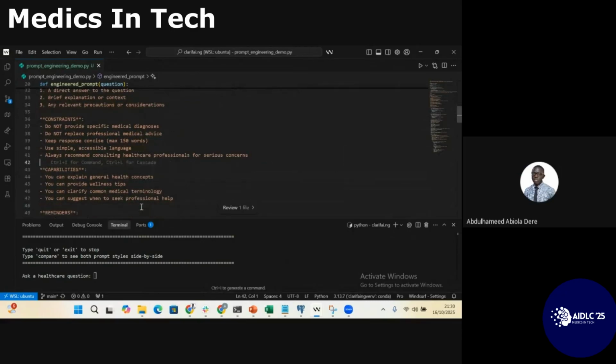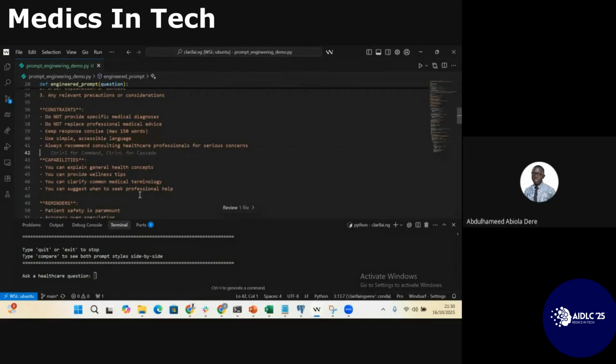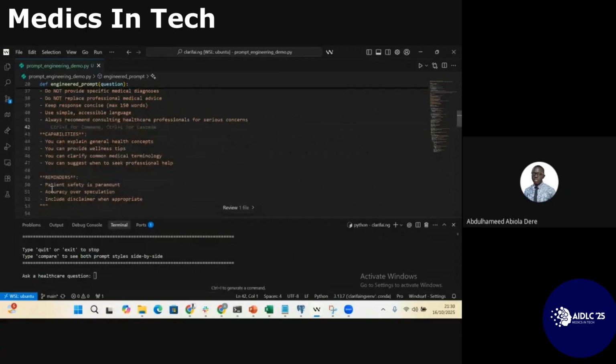And then we are giving it capabilities, that these are the things that you can do. And then we are giving it reminders that patient safety is paramount, accuracy over speculations, right? So these are some of the things that prevent LLMs from hallucinating, in addition to other things like temperature. These are some of the things that you can also do with LLMs.